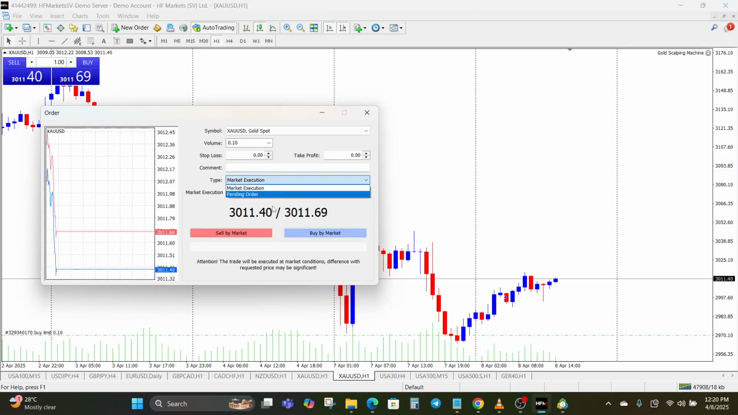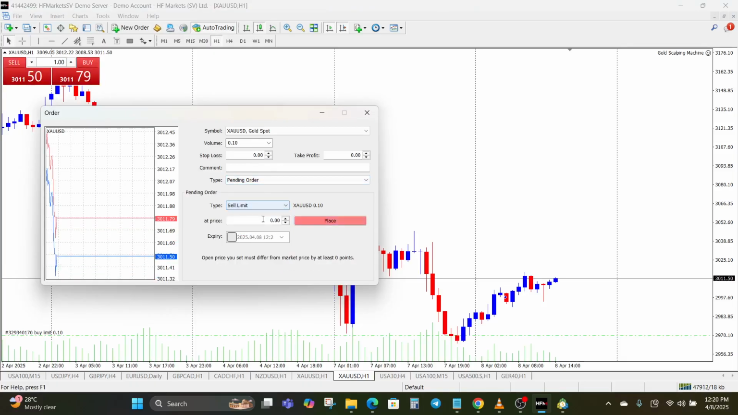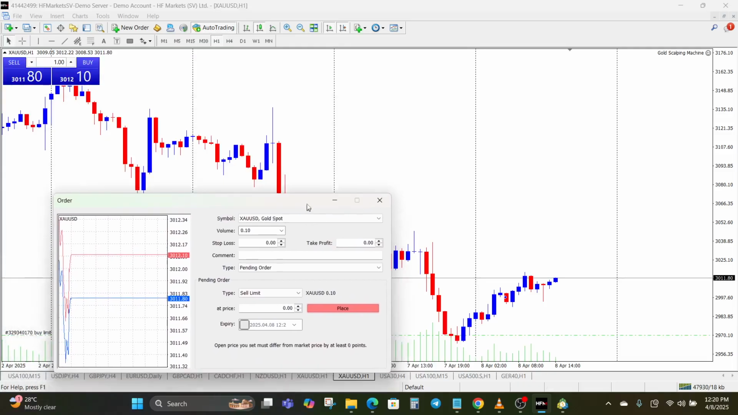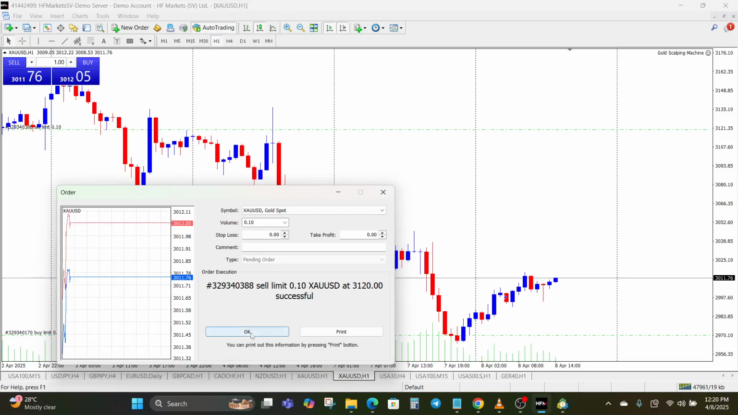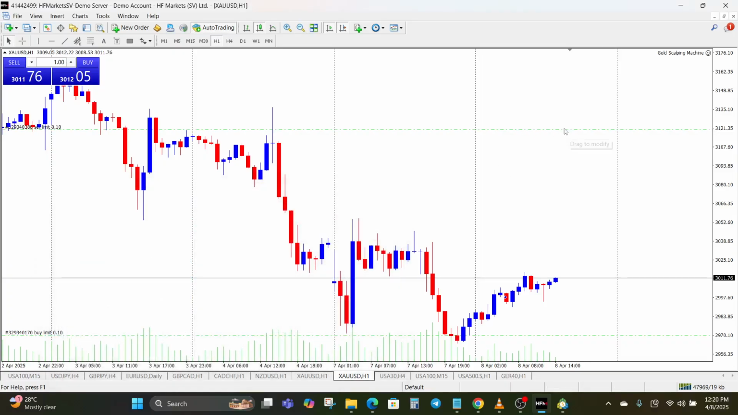Come to pending order and then sell limit. The sell limit is when you expect price to rise to a certain level before reversing. So assuming I'm expecting price to come all the way up to maybe 31.20, place my sell order means that I'm expecting price to come all the way up to this place and reverse back down. So you place a sell order above the current price. This is current price. You place the sell limit order above the current price.